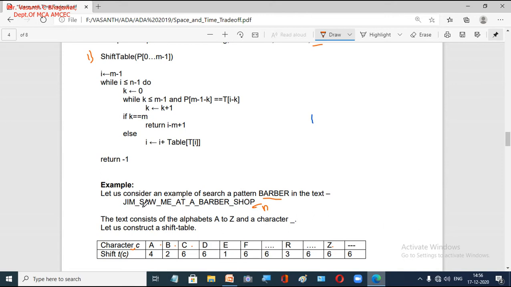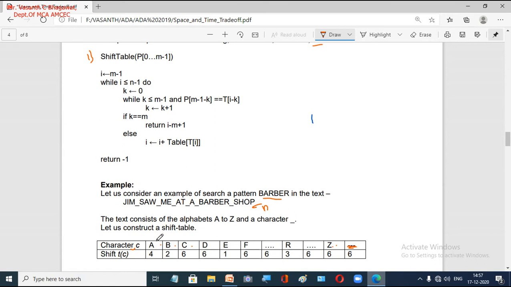Now in this you have only one special symbol, underscore. Let us take that underscore, and all are capital letters, right? So this is our underscore, and A to Z you are having. Everything is there in this. Now you are going to find the shift table.